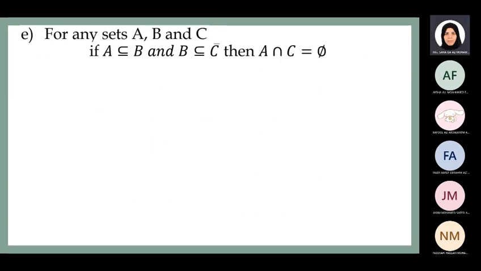The last question is again another proof. But if you look over the question, it said we have any sets A, B, and C. We have three sets A, B, and C, such that A subset of B, B subset of C complement. Then we can conclude A intersection C is equal to phi.